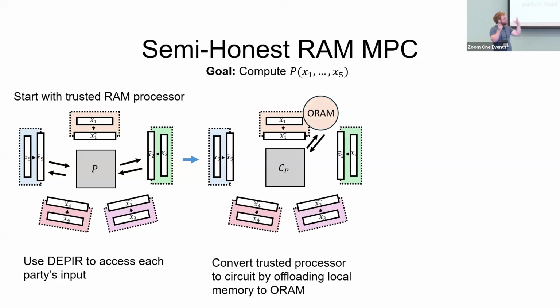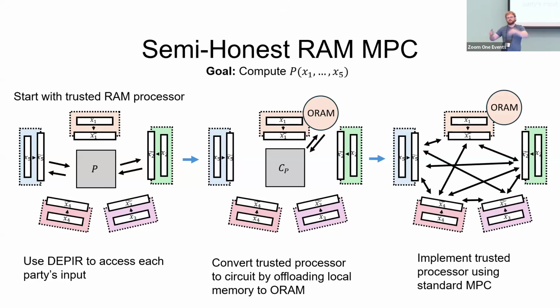And then we can convert the RAM processor into a circuit by offloading all of the local memory lookups that it would have done to a client holding an ORAM. And then finally, now that we just have a circuit that is doing the trusted processing, we can implement the circuit as a standard MPC. And this gives us a semi-honest RAM MPC.